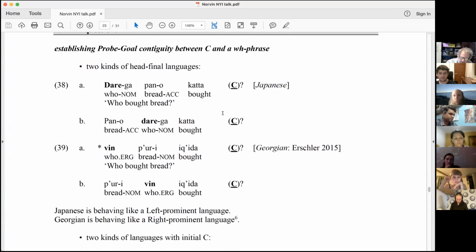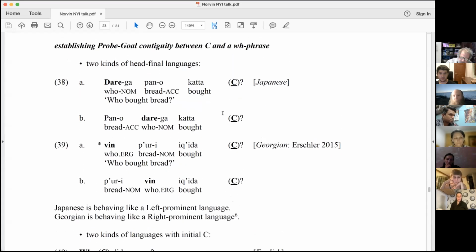Consider first two kinds of head final languages. So Japanese and Georgian. Japanese, it's a left prominent language. We saw a pitch track that seemed to suggest that. And so that ought to mean that a probe at the end of the sentence ought to be able to be related to a goal to its left over an arbitrary distance. Japanese is left prominent. So even in 38a, where there's a phrase between the probe and the goal, it's okay, who can be more prominent than Brett? And so 38a is fine.